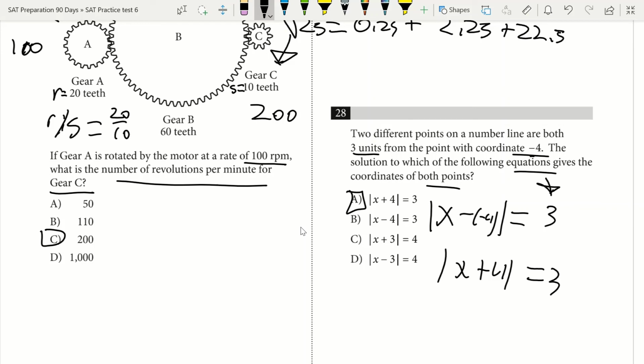So the big thing that you need to understand from that is that you're going to have the absolute value of x minus a equals our distance. Our distance is d. Our a is -4. Put that in, solve for your answer there. So that's an equation you should put in your notes if you don't have it there. All right, so the answer for 28 is going to be A.